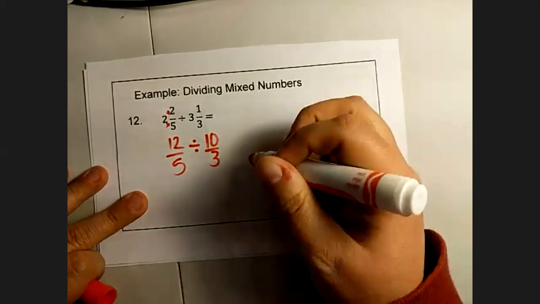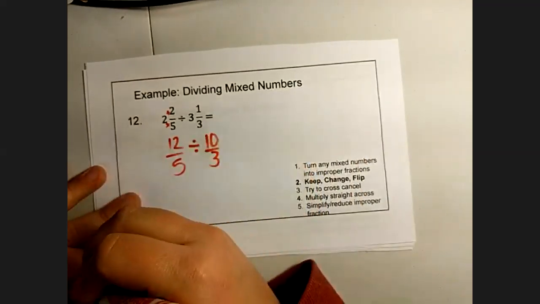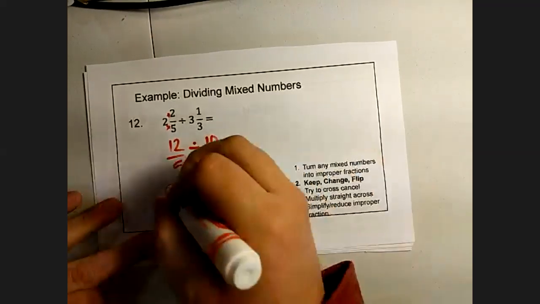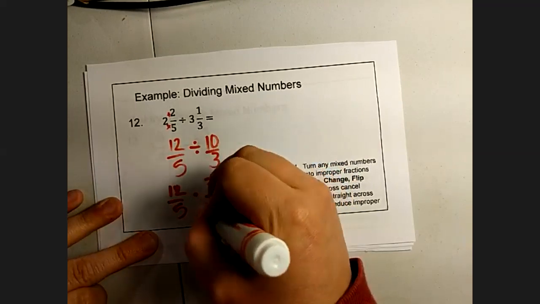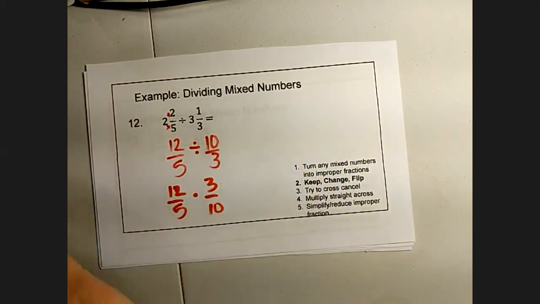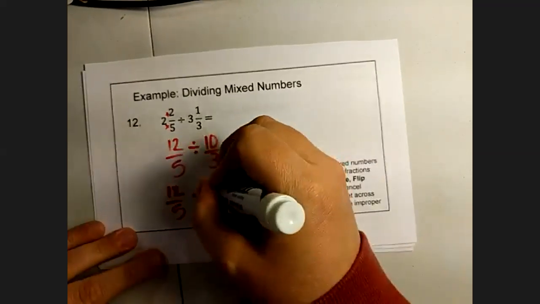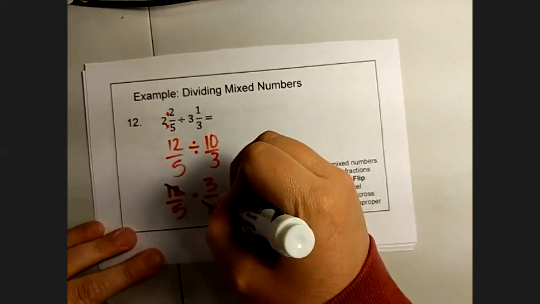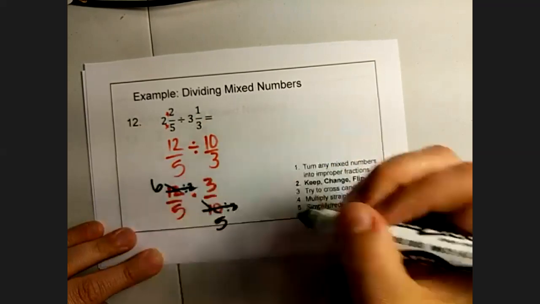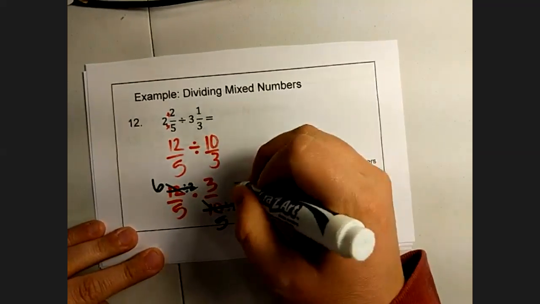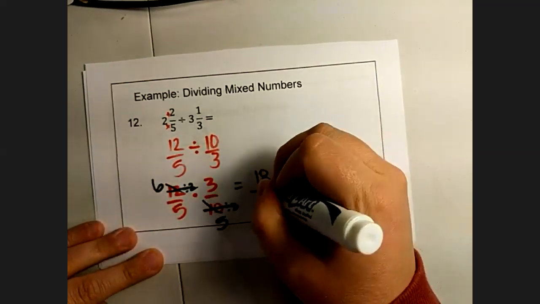So now what we'll do here is we'll do the flipping. So we'll have 12 over 5 times 3 over 10. So now that it's a multiplication problem, we can try to cross cancel 12 and 10. Divide them both by 2. That's a 6. That's a 5. So what I've got now, multiplying straight across, is 18 over 25.